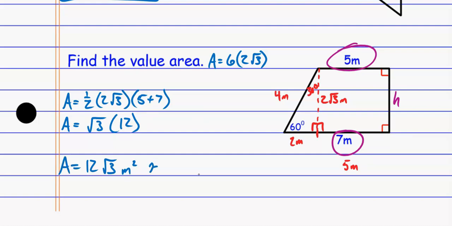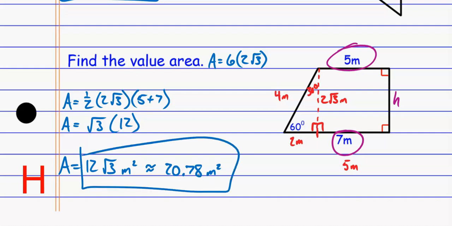But if I wanted the rounded off answer, the area would be approximately 20.78 square meters. So that was a terrible looking approximation symbol. Much better. Okay? And depending on the question, it might ask for the exact value, or it might ask for the rounded off answer. So you just have to kind of play it by ear on that. Okay?